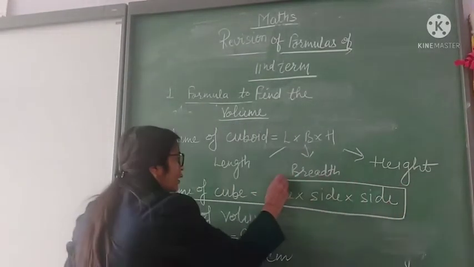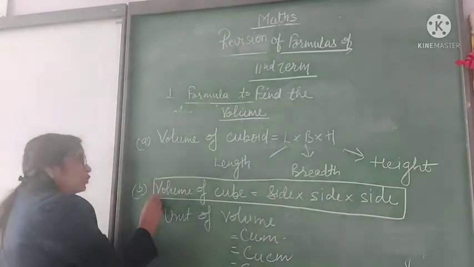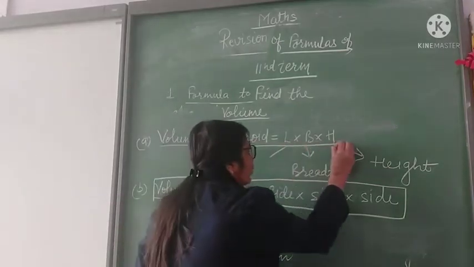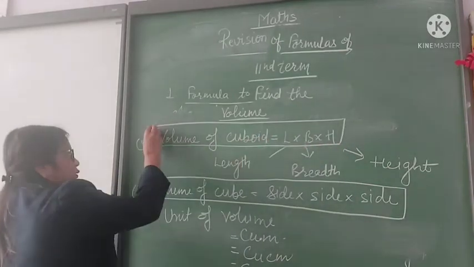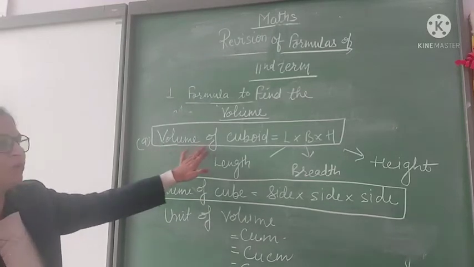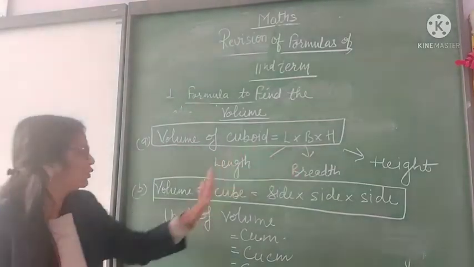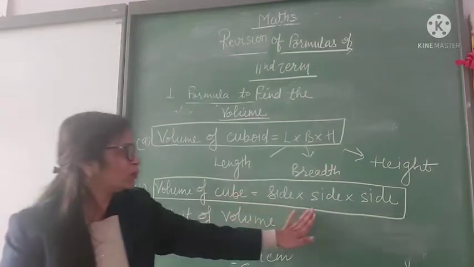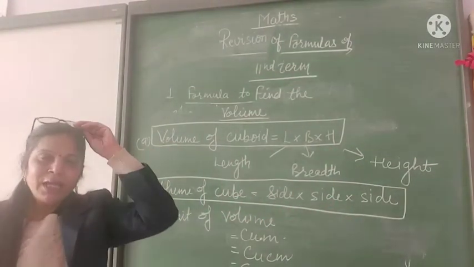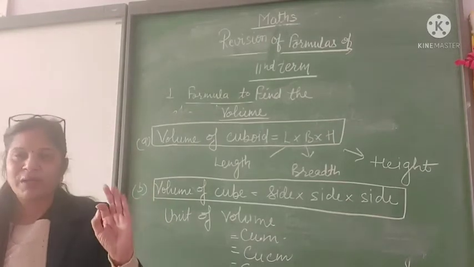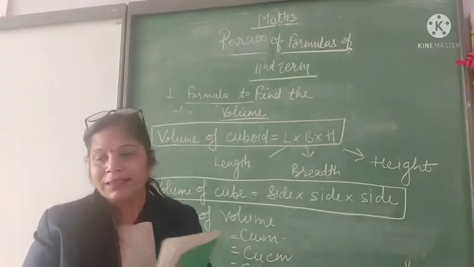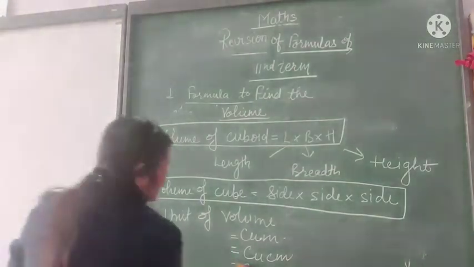Children, I told you to write the formulas in one place. Okay? So you have to write the formulas in one place. Volume of cuboid is equal to L into B into H. Volume of cube is equal to side into side into side. We have discussed how to find the area. We have said how to find the perimeter. Okay. Now children, let's discuss something else.